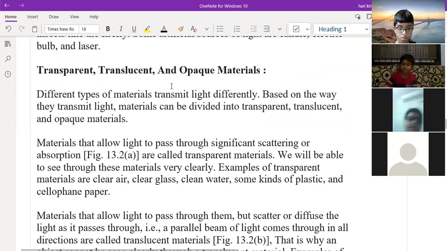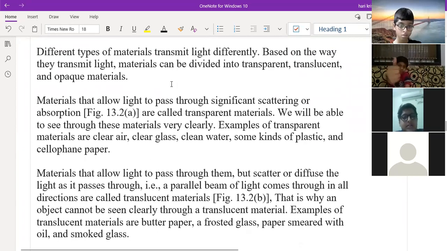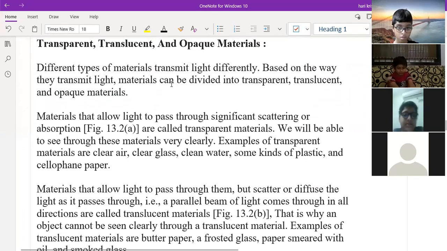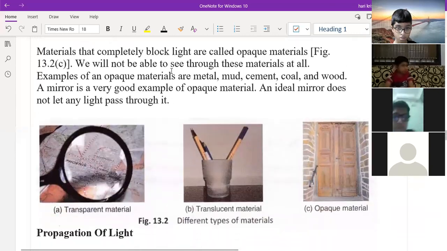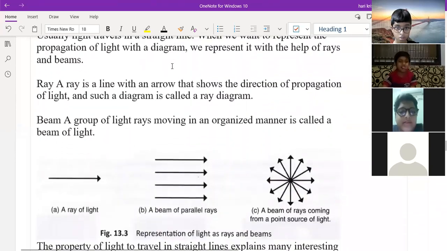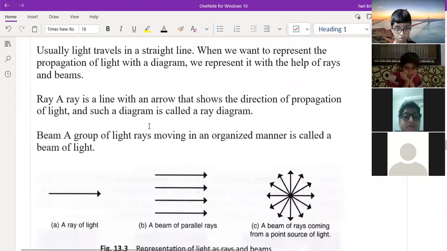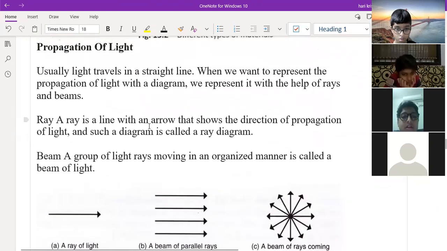Remaining 3 minutes is there, right? We'll finish off this and then we'll go for the quiz. So you know about transparent, translucent, and opaque, right? Any doubts in this? No, sir. Propagation of light. So what is the meaning of propagation of light?